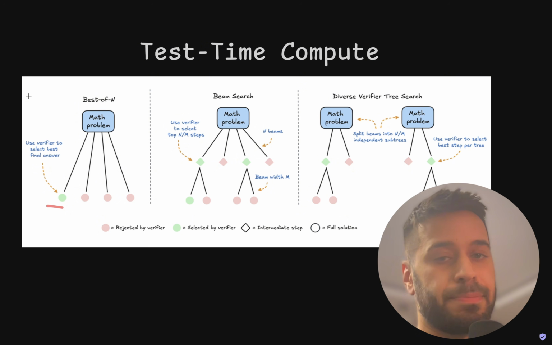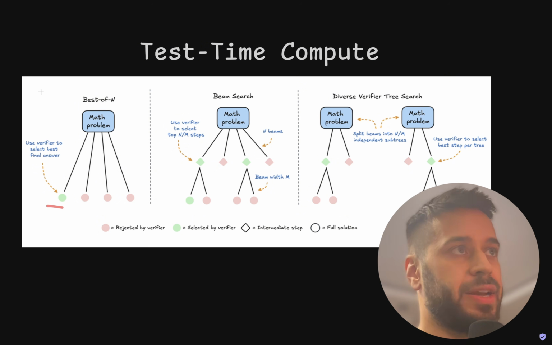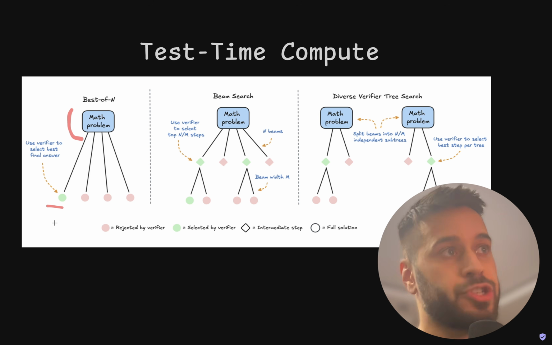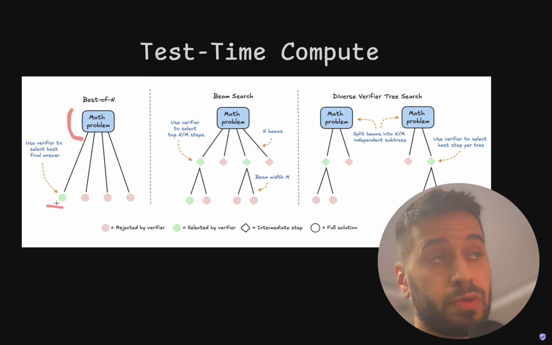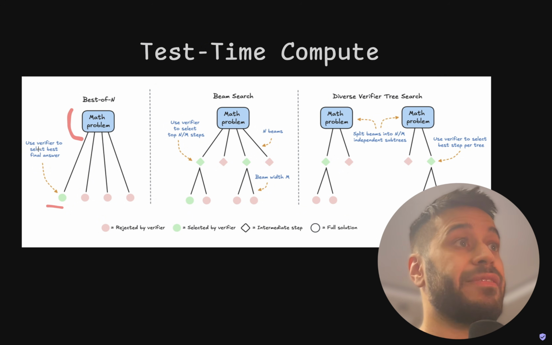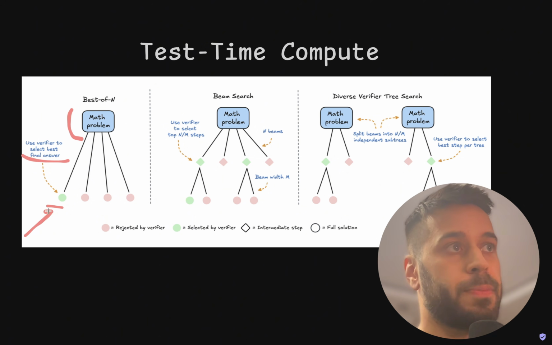So the first and simplest search strategy is best of n. In best of n, we have a math problem. We make the LLM, or we make the agent, produce candidate answers. So we sample multiple answers, not only one answer. Out of these n submitted answers, we have a verifier that's going to select the top or the best answer.